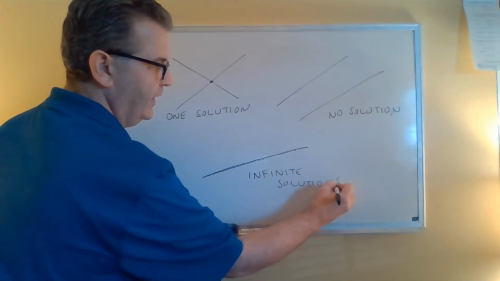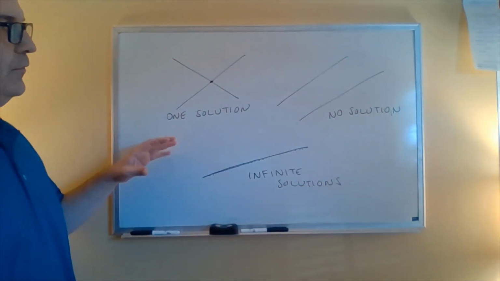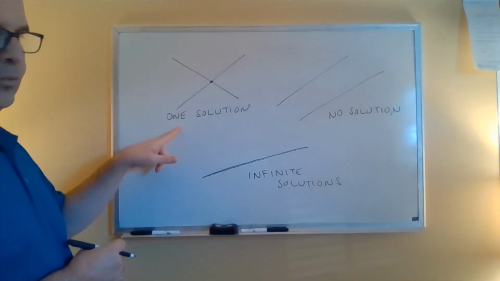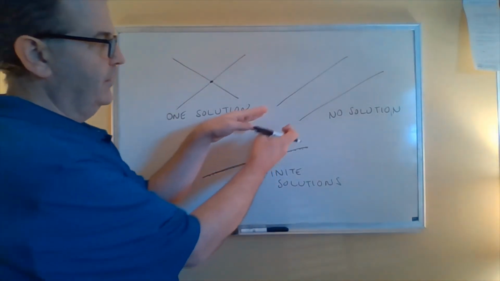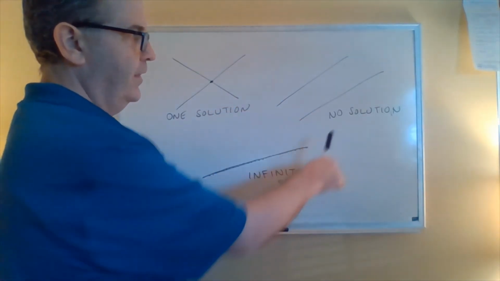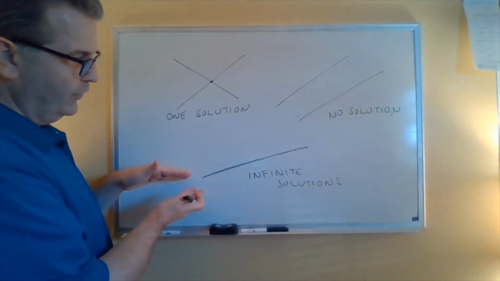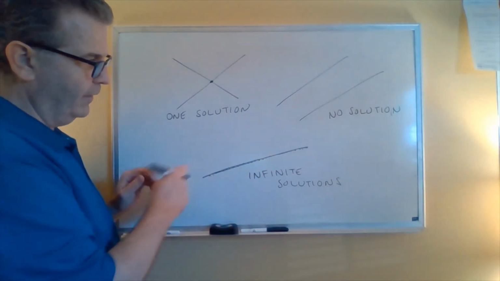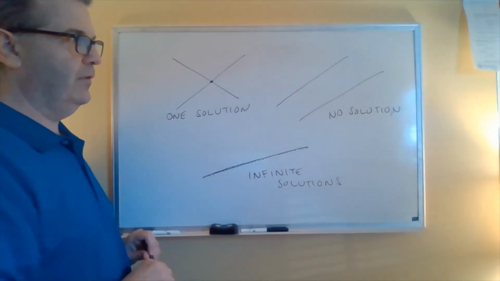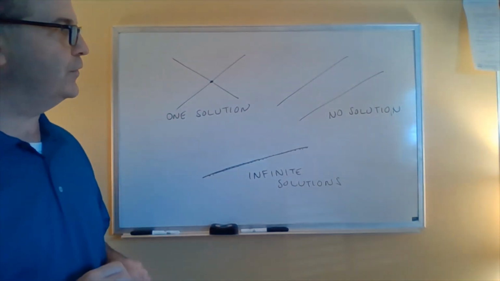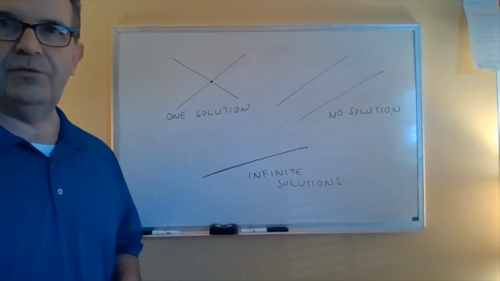Okay, so just to recap real quick, if you're given a system graphically and they intersect like this, one solution. If you're given a system of linear equations in a graph like this and it's parallel lines, they have no solution. And if you're given a system of equations that produces the same line, each equation produces a line where they lay on top of each other, you have infinite solutions. Okay, so hopefully that helps you identify the number of solutions in a system when you're given it in a graph.